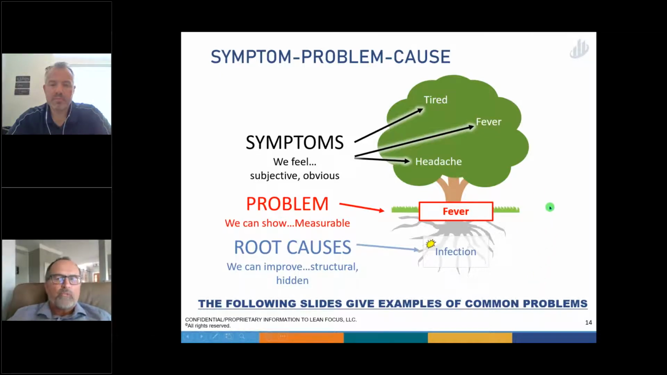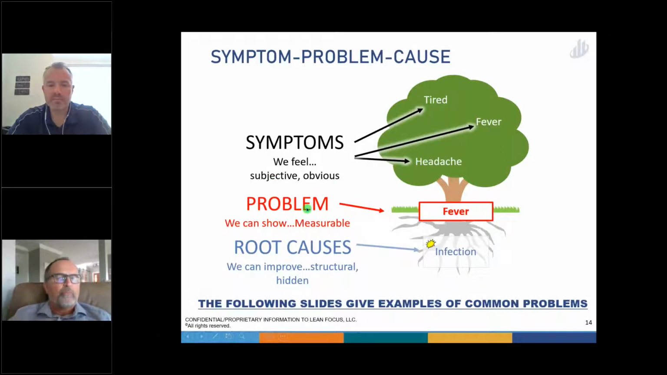Well, let's just take a quick stop here and talk about the difference in how we treat symptoms, problems, and root causes. So symptoms are things we feel. You see here in this example, I feel tired. You know you feel tired. No one can tell you you don't feel tired. No one can tell you you don't have a headache. They're subjective, but they're obvious to you.